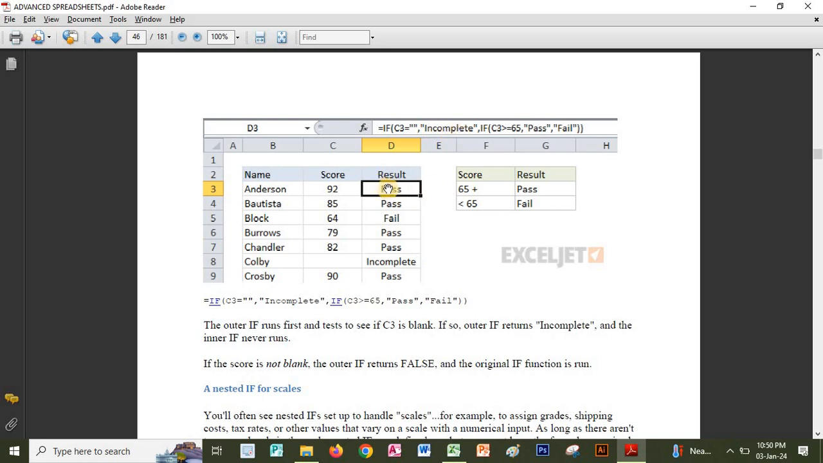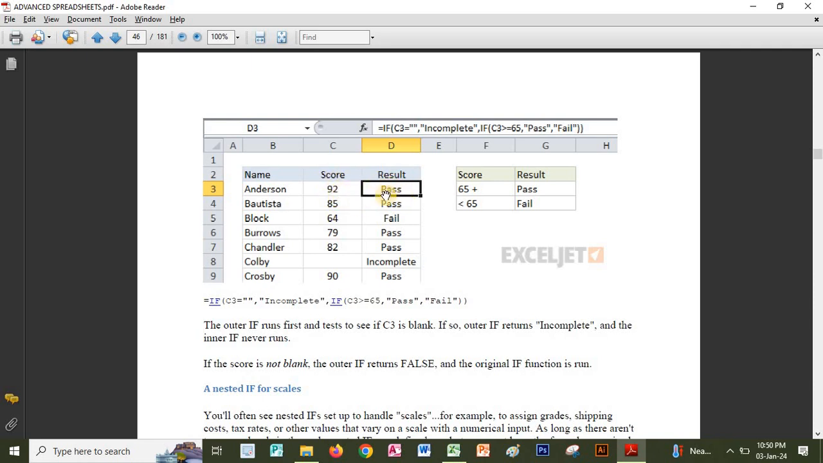It displays here incomplete. If it is not null, then it goes to the next level, the second level. It looks now in the second level whether C3 is greater than or equal to 65. If it is, then that is a pass, else it is a fail. So in this case it is greater than 65.